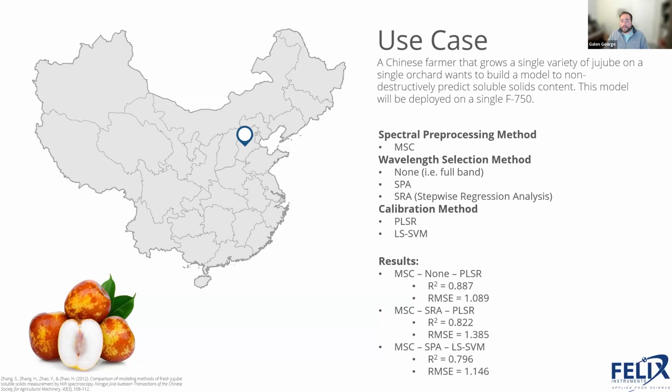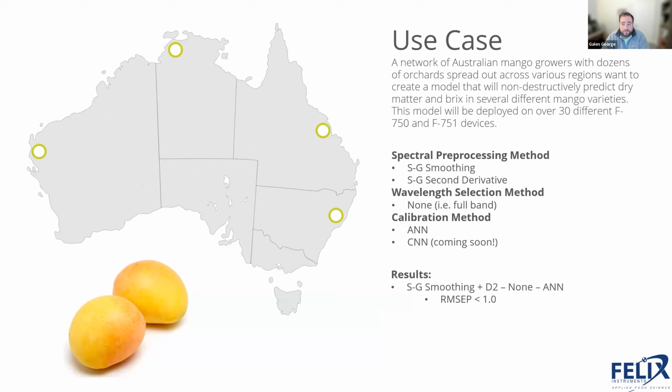So let's look at another use case. This use case is in Australia, and we have a network of Australian mango growers with dozens and dozens of orchards spread out across various regions across the entire country. And they want to create a model that will non-destructively predict dry matter and Brix in several different mango varieties, 4 to 6 different mango varieties.